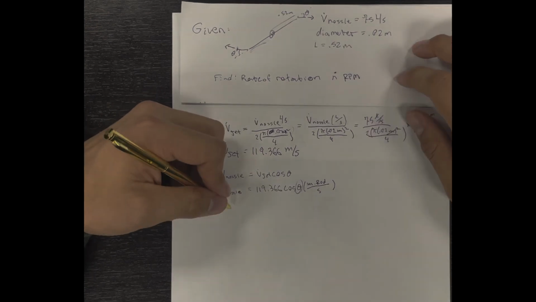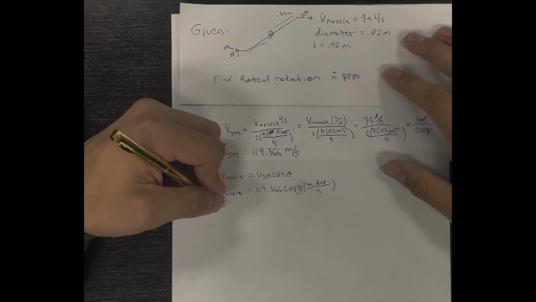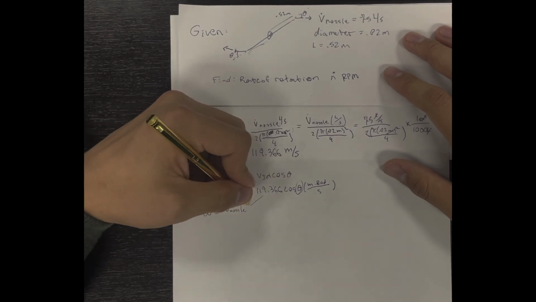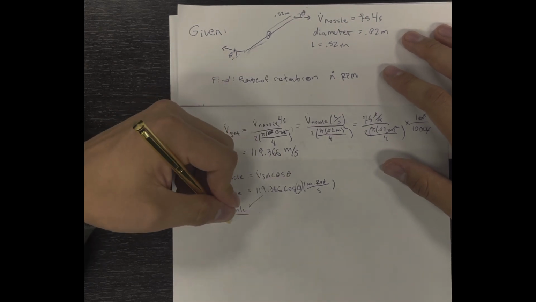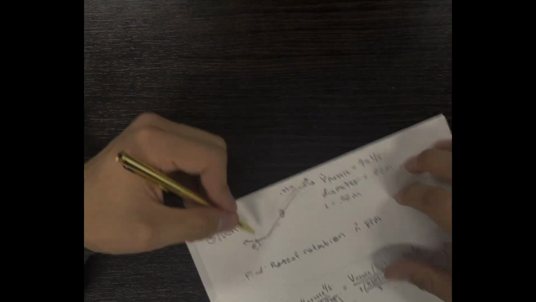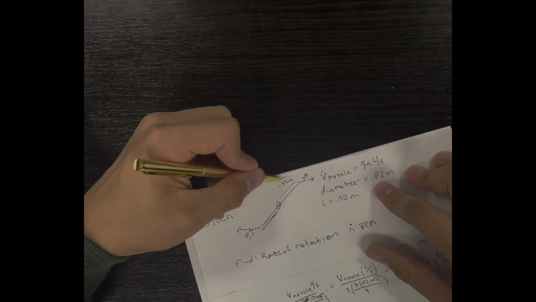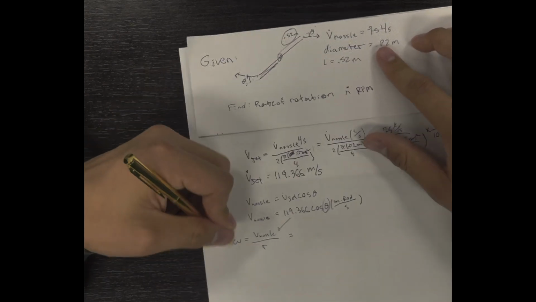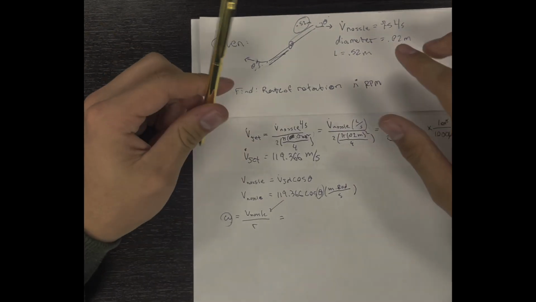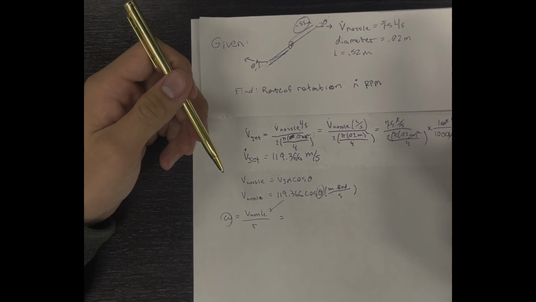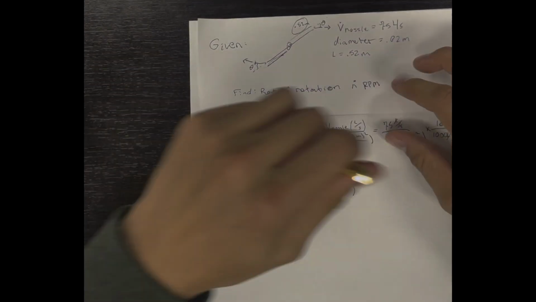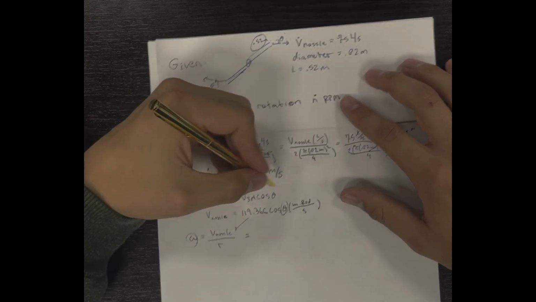I don't care anymore. So we got this V nozzle, which is this whole value right here, over this R. Now this R is actually this value right here, so 0.52. This is the length of the arm. A little bit different. Pretty sure this has to do with W, so we call it velocity. It's like angular velocity, so the speed at which something rotates pretty much.